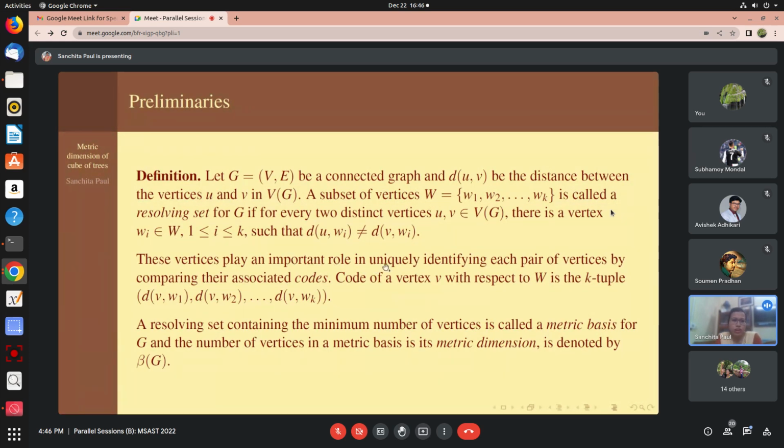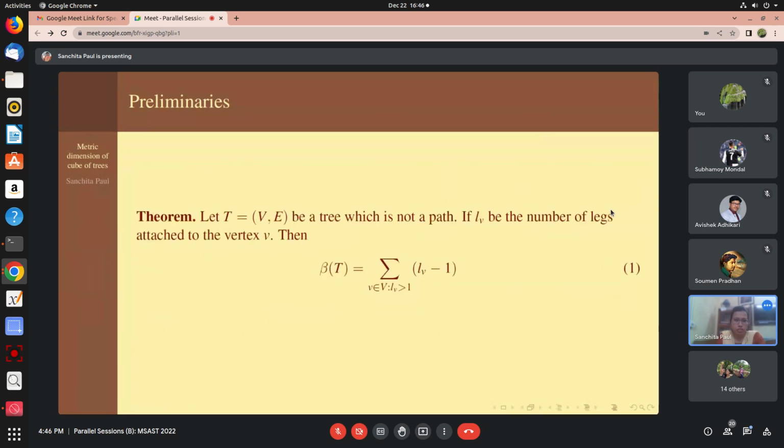Any resolving set containing the minimum number of vertices is called a metric basis of G, and the number of vertices in a metric basis, that is the cardinality of the set, is called the metric dimension, denoted by the symbol beta G. Now, this is a known result for a tree: if it is not a path and LV is the number of legs attached to any vertex V, then beta T is the summation of LV minus 1.